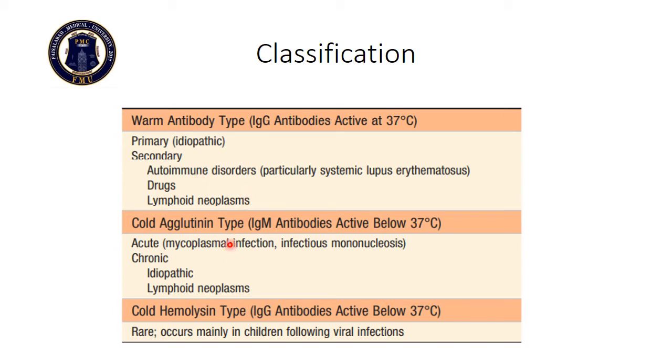Cold agglutinin type is subclassified into acute and chronic. Acute occurs due to certain bacterial and viral infections, while chronic is due to idiopathic causes and lymphoid neoplasm. Cold hemolysin type is rare and usually seen in children following viral infection.